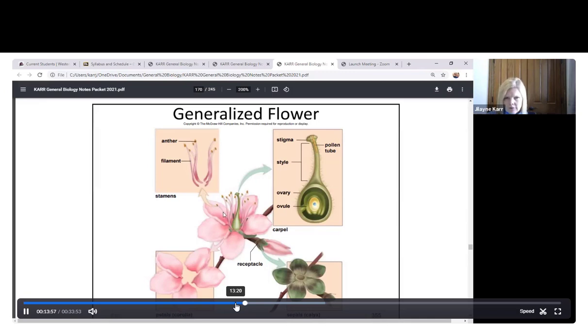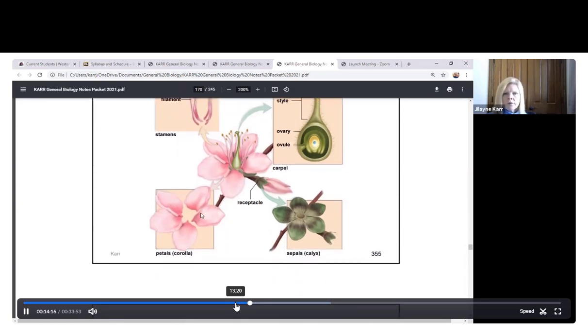The filament is this stalk-like structure, and the tip is the anther. And this contains the pollen. So this is the pollen that will travel to the stigma, come down the style into the ovary and meet up with the ovule to combine to form the mature embryo. So the flowers, the petals of the flower, we just call the petal or the corolla.